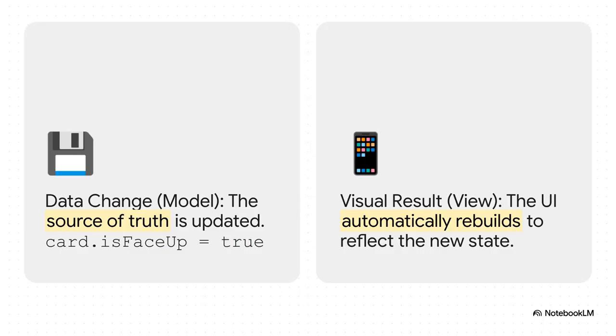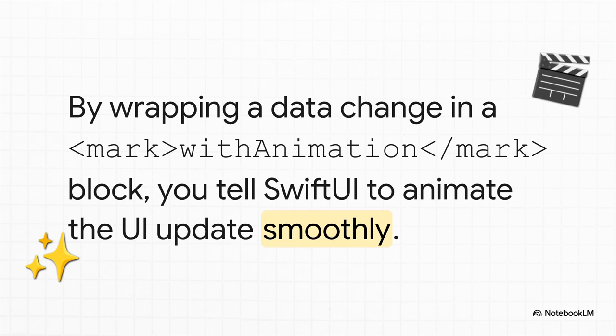So here's how it all plugs together. You tap a card. That action tells the view model, hey, flip this card. The view model then updates the model, changing that card's data from isFaceUp equals false to isFaceUp equals true. And here's the magic. SwiftUI sees that data changed, and it automatically redraws the screen to match the new reality. The UI is just a mirror reflecting the data. It's totally reactive.